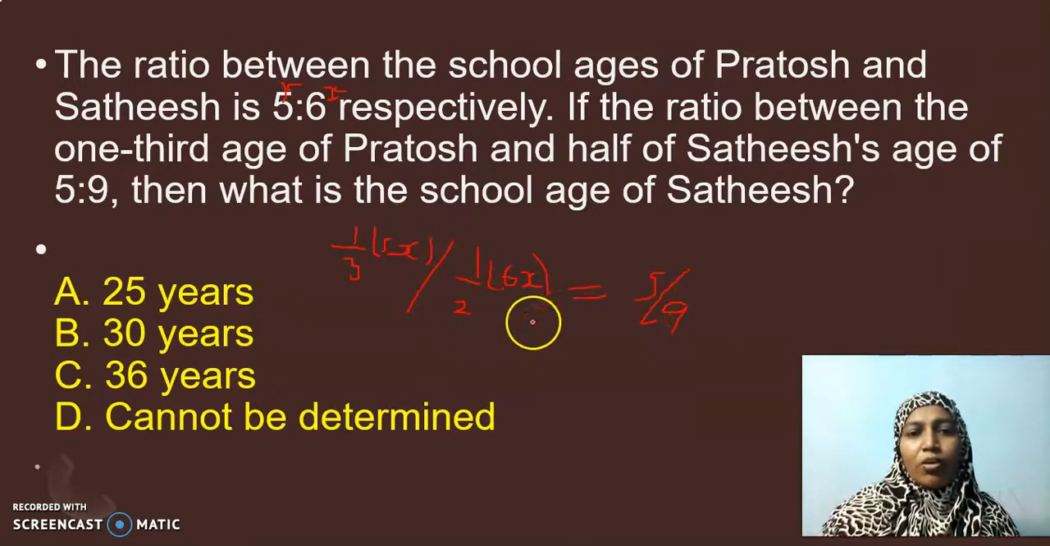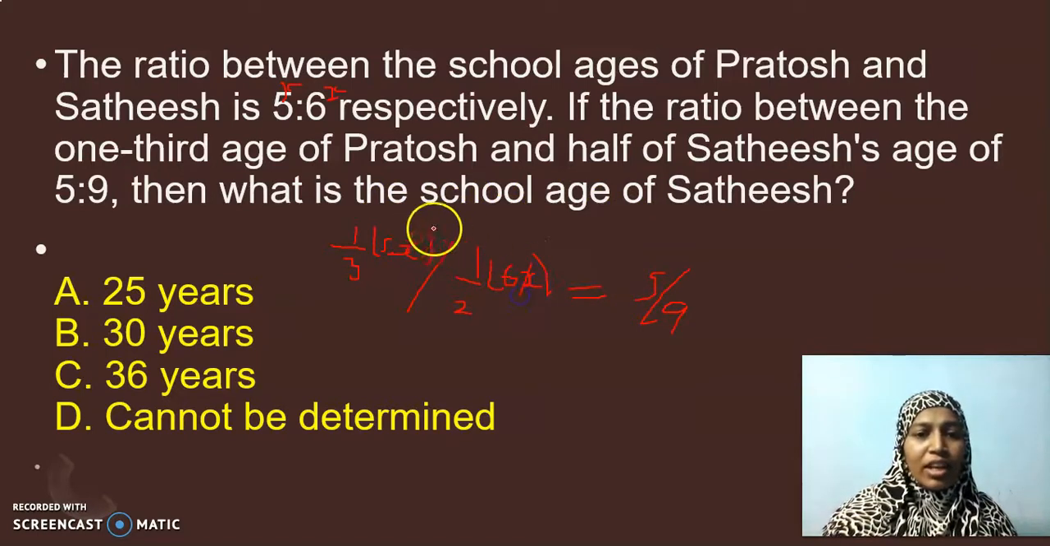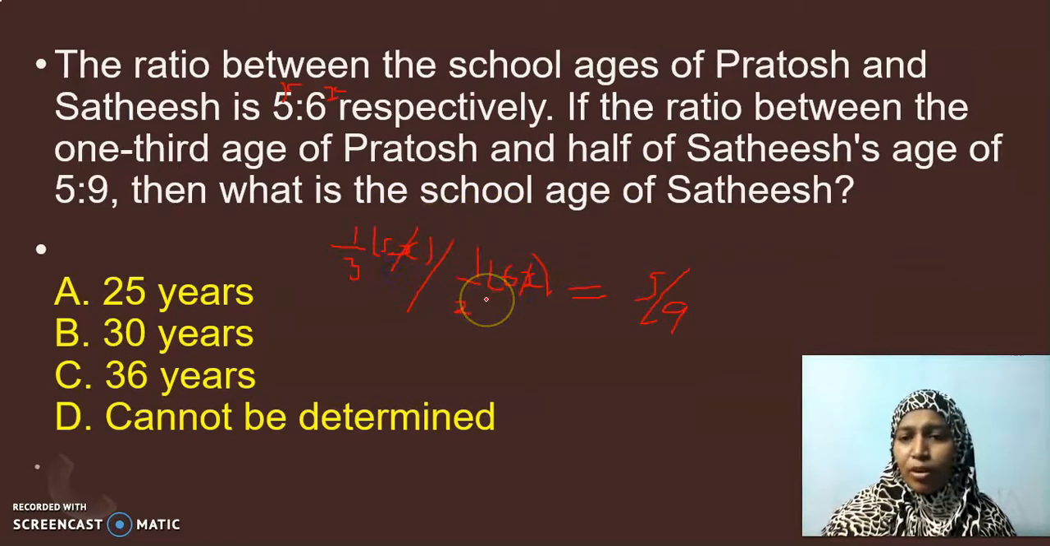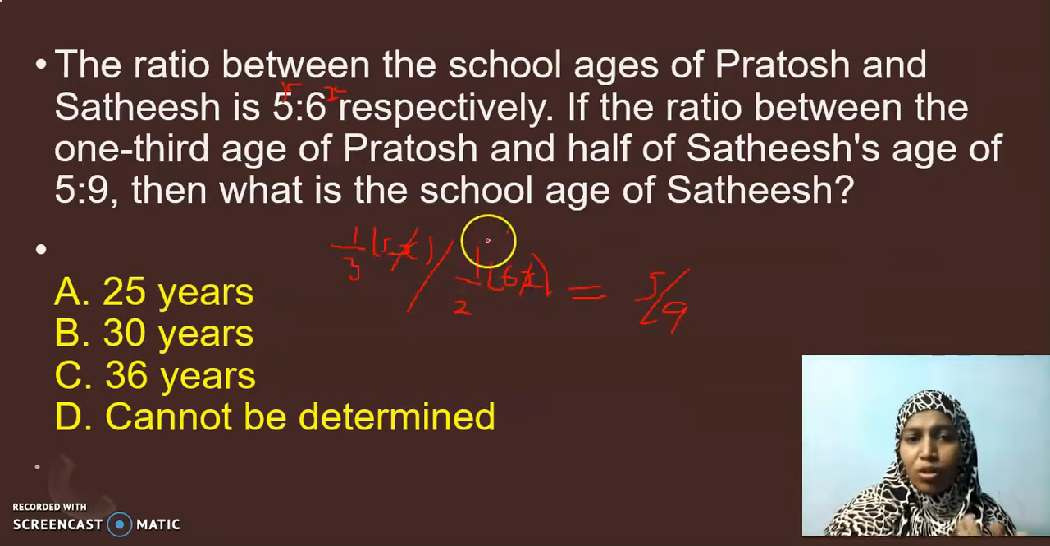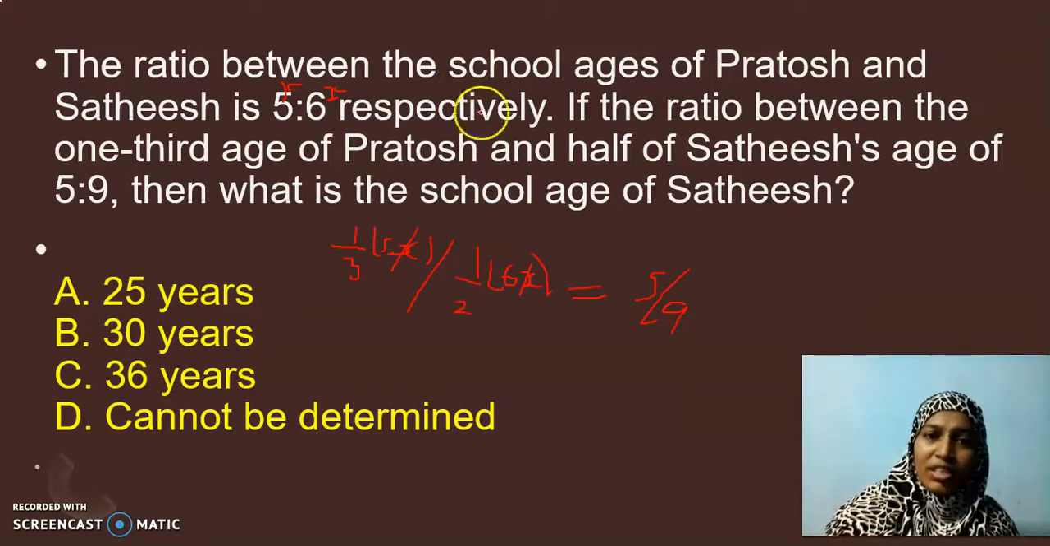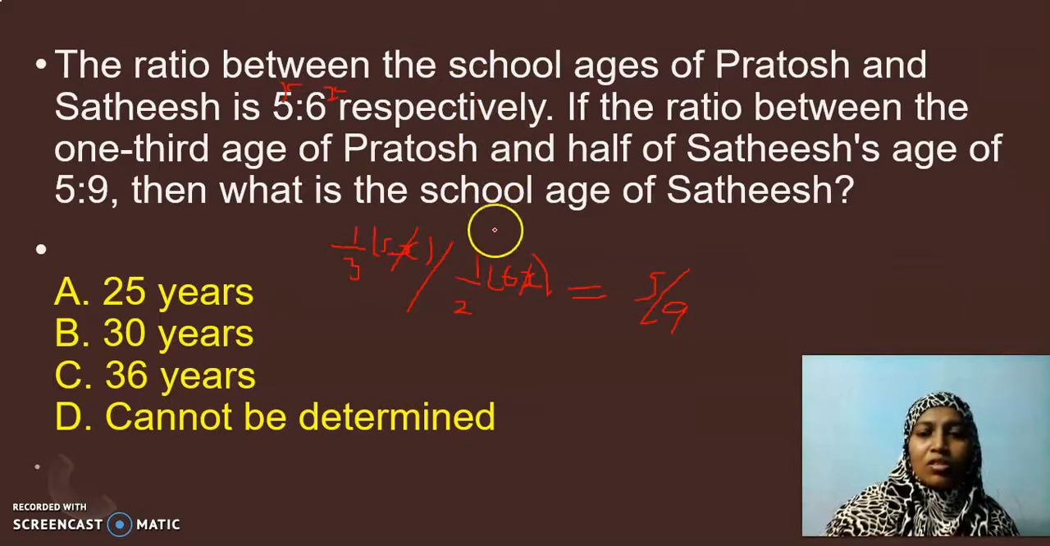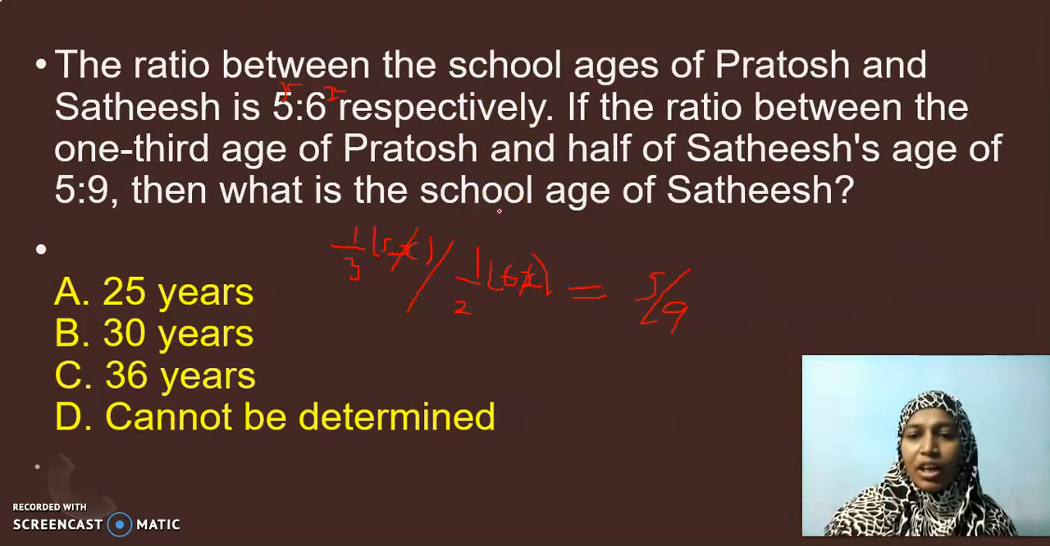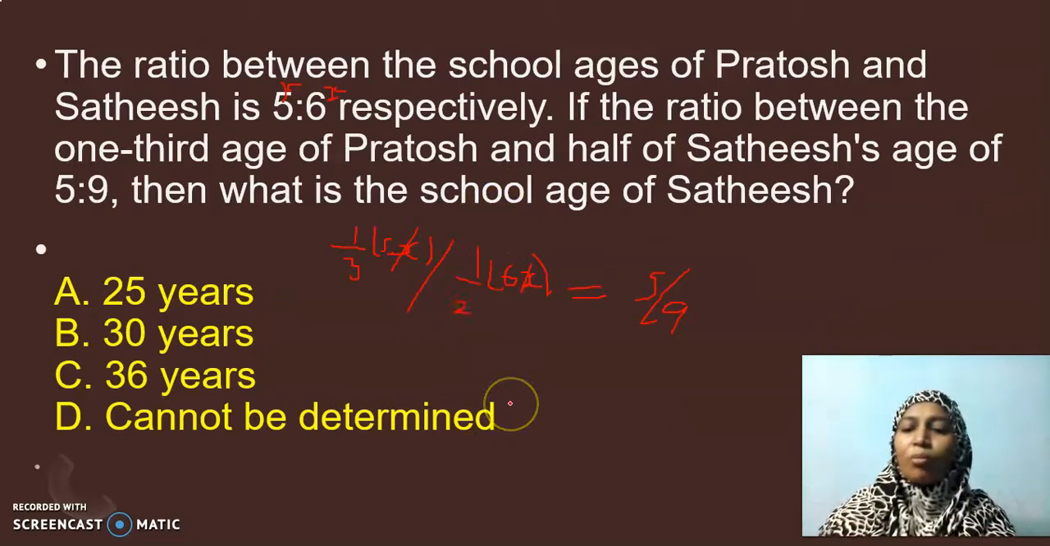Now, can I solve this equation? No, children, x will get cancelled. We will not have a variable at all. How will we solve this equation? So I can say this question is not giving us enough information to find the required solution. So I can say cannot be determined.